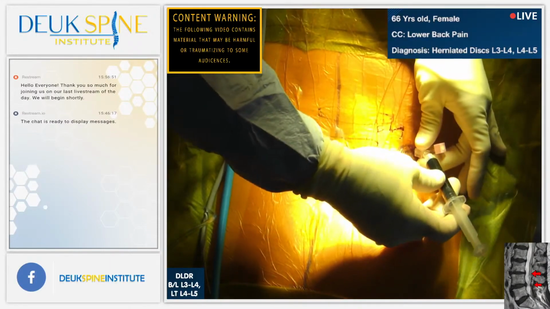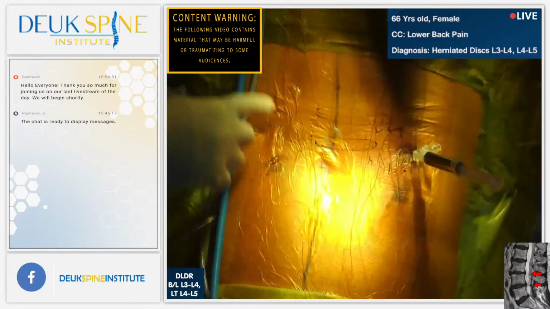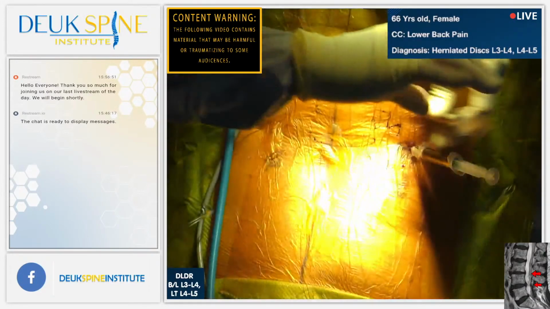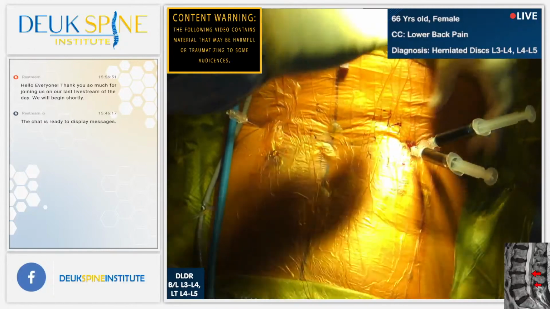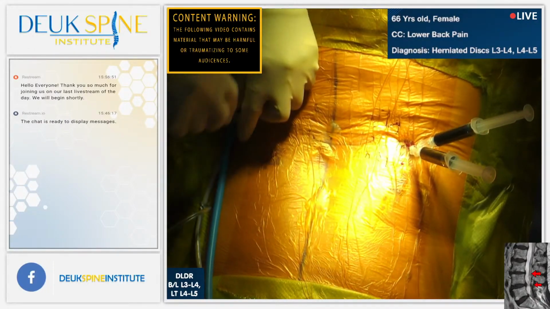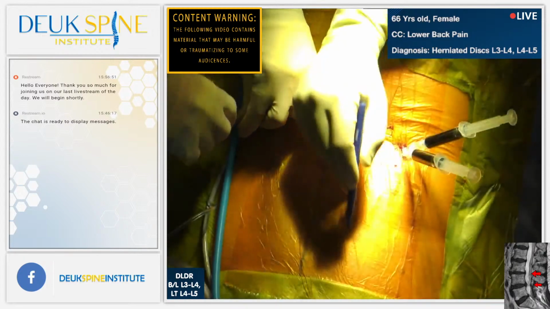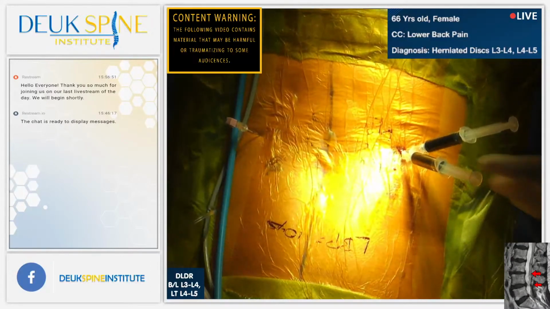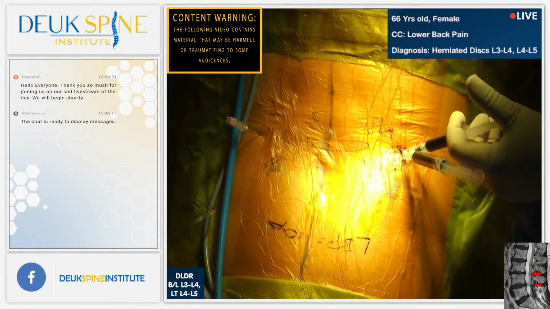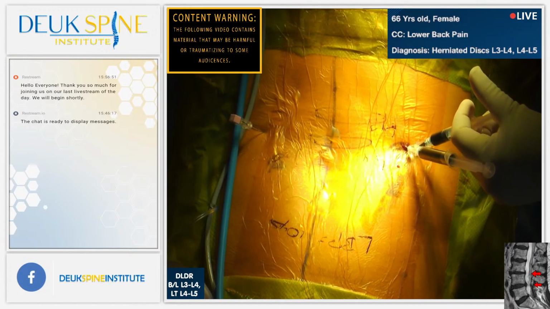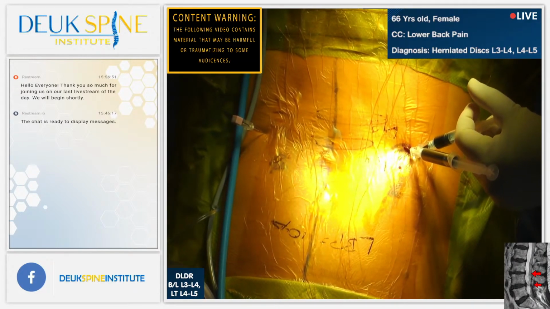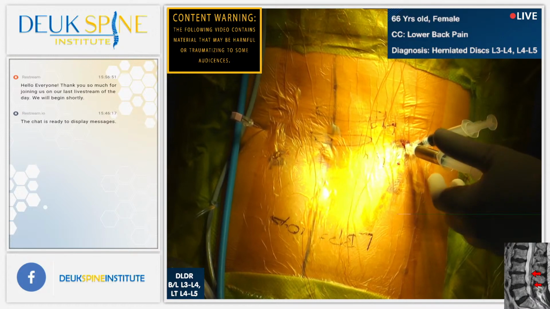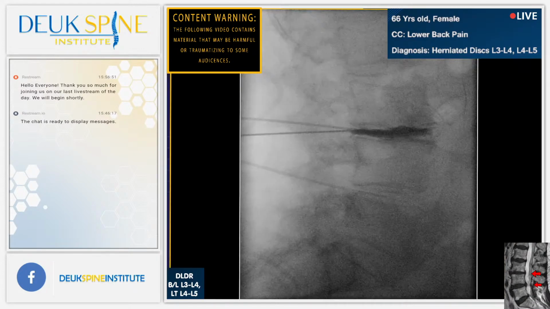Actually, do both on this side. Okay? Can you open your eyes for me? How long has she had back pain? 10 years. All right. How bad is that on a scale of 1 to 10? Can you give us a number? How bad is that? 10? All right. 10 out of 10 at L3-4.